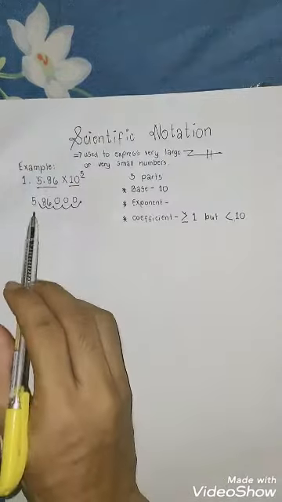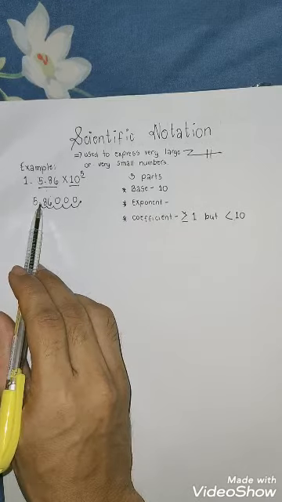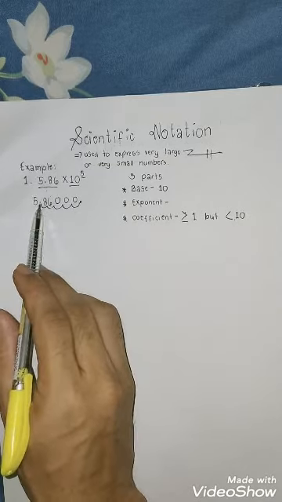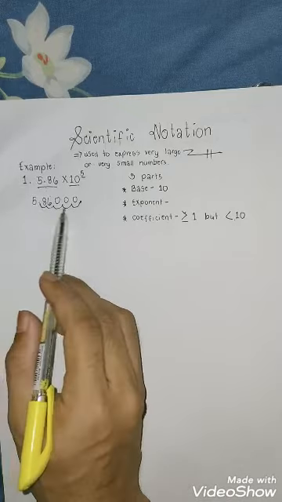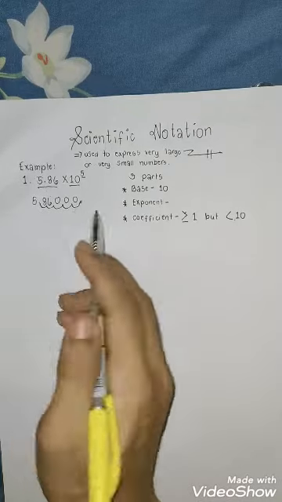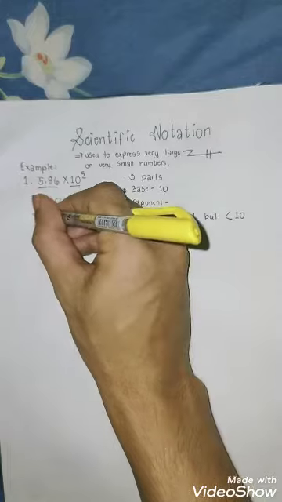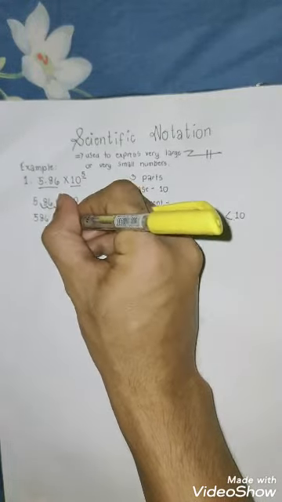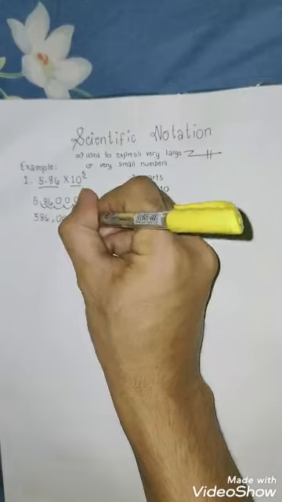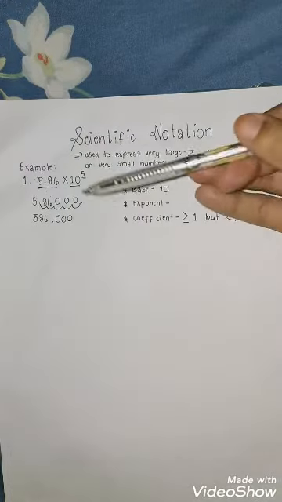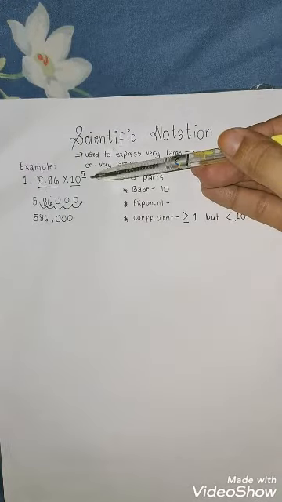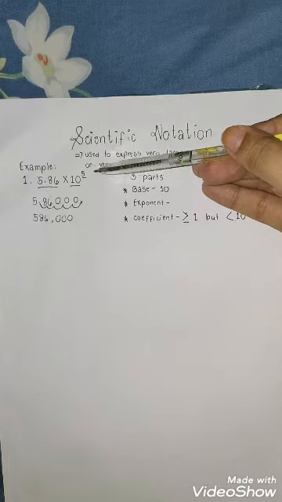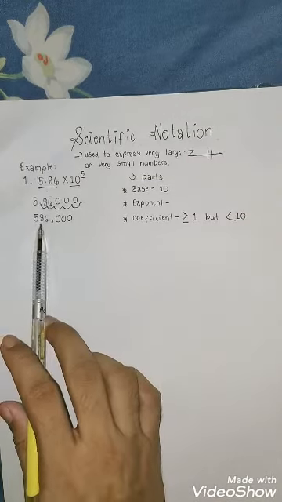Dahil nagbilang tayo simula sa decimal point ng 5 hanggang dito, ibig sabihin yung decimal point natin ngayon na nandito kanina, mapupunta na siya sa hulihan. So ibig sabihin, ang magiging sagot na natin ay 586,000. Meaning to say, yung given natin na scientific notation na 5.86 times 10 raised to 5 ay equal sa 586,000.